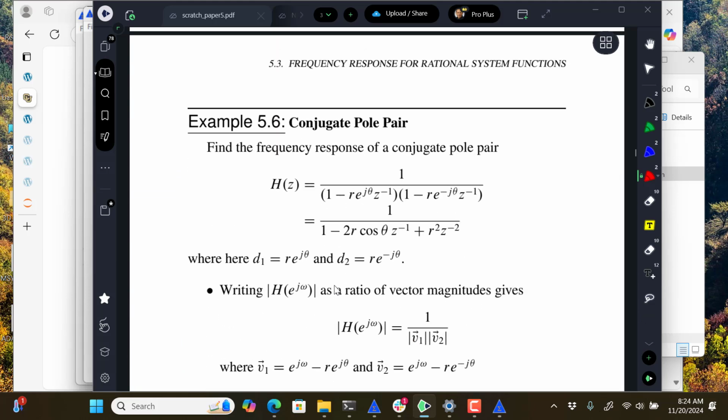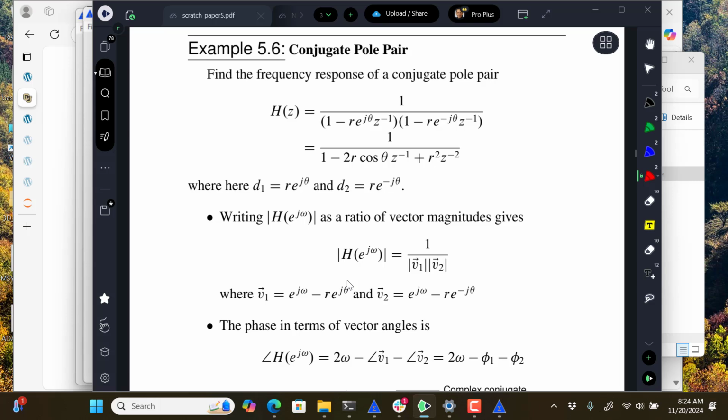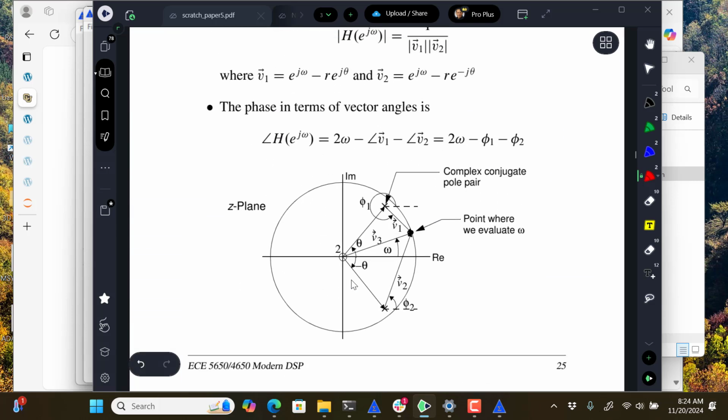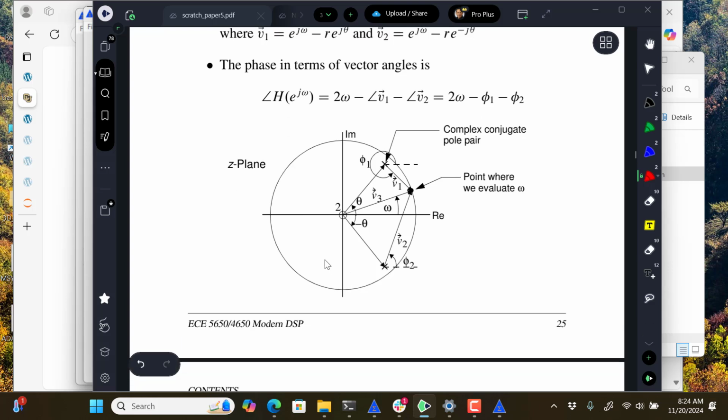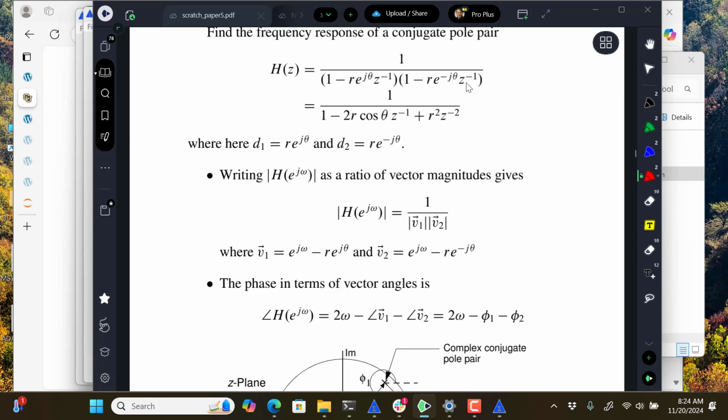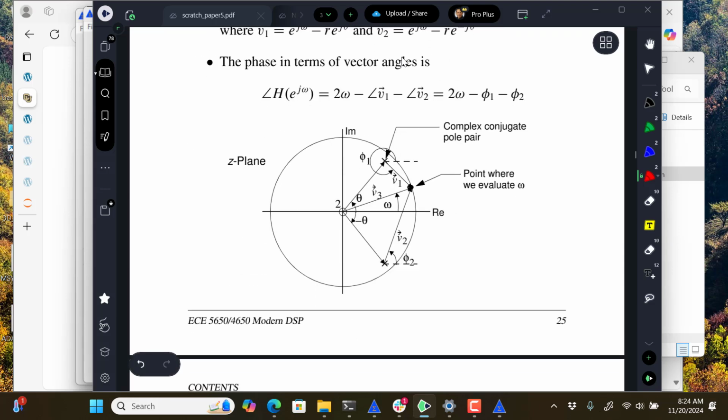Another example I have is a conjugate pole pair, and this is more like a bandpass filter. So just without even looking at the math of it, you can see that if you have 2 zeros at 0, if all you do is place 2 poles in the system, convert this to positive powers of z, you'll have a z squared up top, and that will put 2 zeros at 0, right?